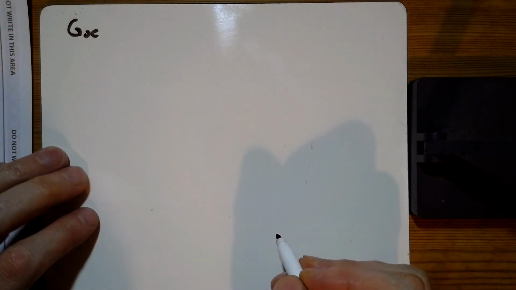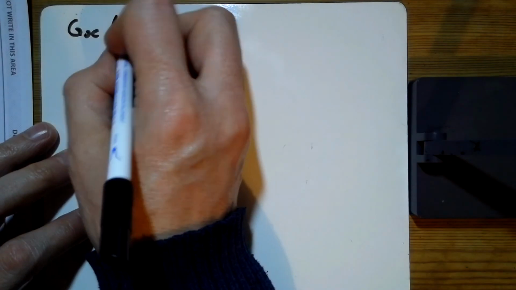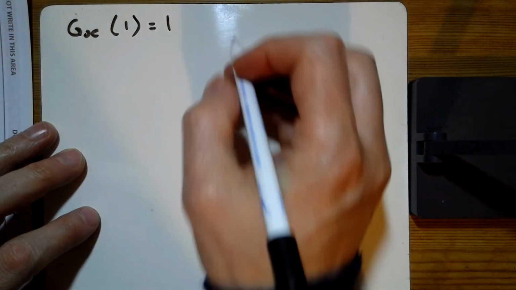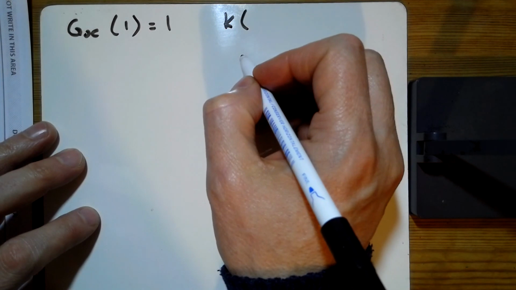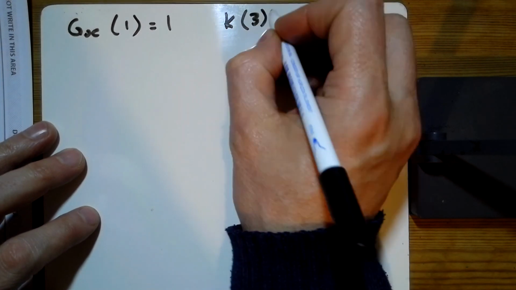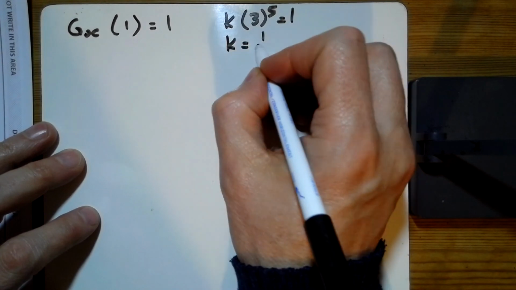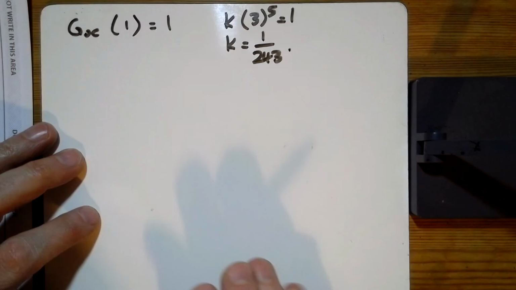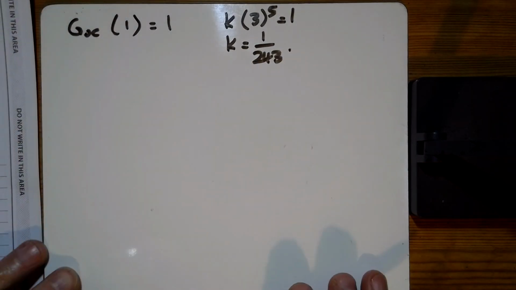Question 6 is our generating function question, and the first thing we're going to do is find out what k is. So we're going to stick 1 in, and of course the answer is going to be 1. So we've got k times 1 add 2, which is 3, 3 to the power of 5 equals 1, and so k equals 1 over 3 to the power of 5, which is 243. 2 marks for that. That's 1 mark for writing that, and the second mark for actually working it through.